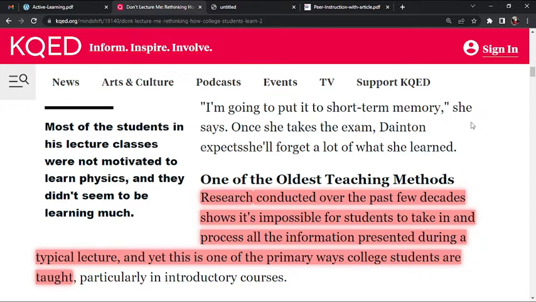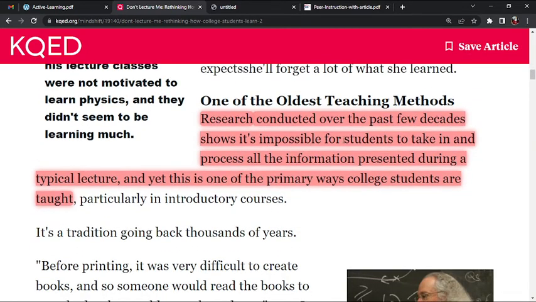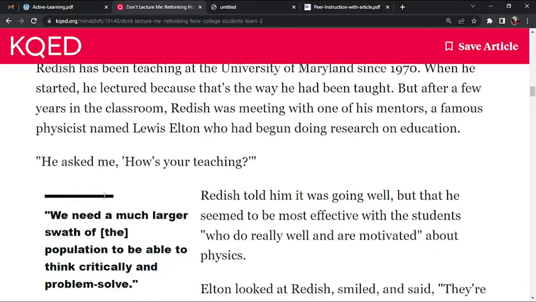What should you do? Now, here is that research that has been conducted over the past few decades shows it's impossible for students to take in and process all the information presented during a typical lecture. And when you are a passive listener, then all these tutorials will just be like the typical lectures. Researchers found that sitting through a typical lecture as a passive learner has shown little result when it comes to understanding what has been taught. That's why it says here that it's impossible for students to take in and process all the information presented during a typical lecture, in as much as this is one of the primary ways that college students are being taught.